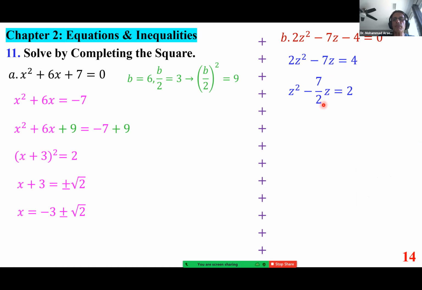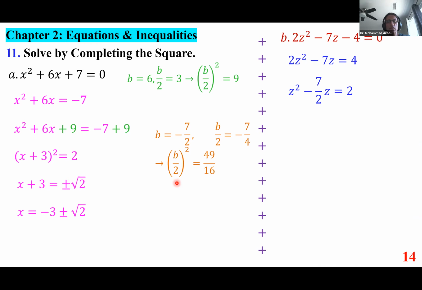Now that we have that, what is b? It is this number. We are going to divide it by 2. So b is -7/2 divided by 2 becomes -7/4. Square it and you get 49 over 16. It is extremely important for everybody to see that we have to divide a fraction by 2, which means we multiply the denominator by 2. So having said that, we need to add 49 over 16 to both sides of this equation. And we do that.